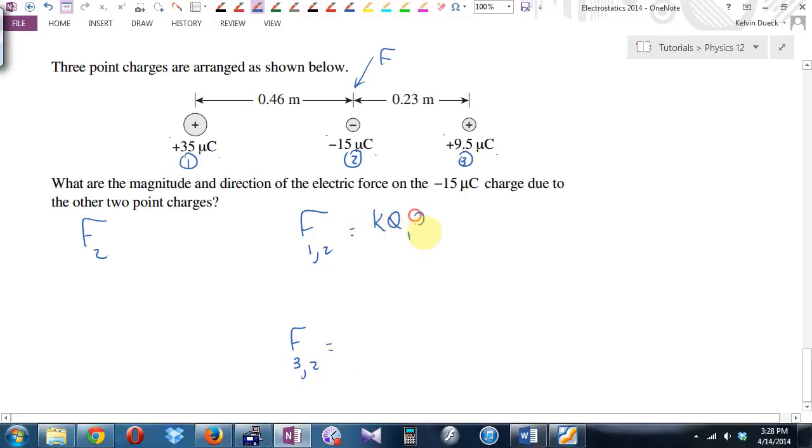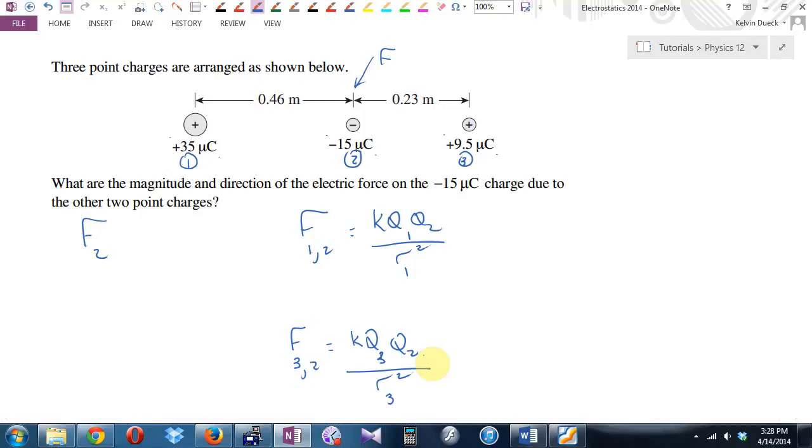K Q1 Q2 over R1 squared, and K Q1 Q3 Q2 over, I'll call it R3. Bree is dying to say, Mr. Dueck, you forgot the squareds again. Boy, I did. By the way, what was that without squareds? What was I calculating? Potential energy. And again, the problem with this unit, hope you've seen, isn't actually any tricky math. We're really just doing a lot of calculator work. They all look alike.